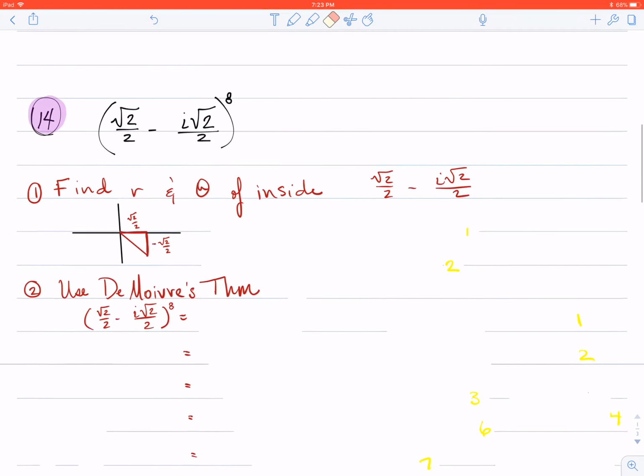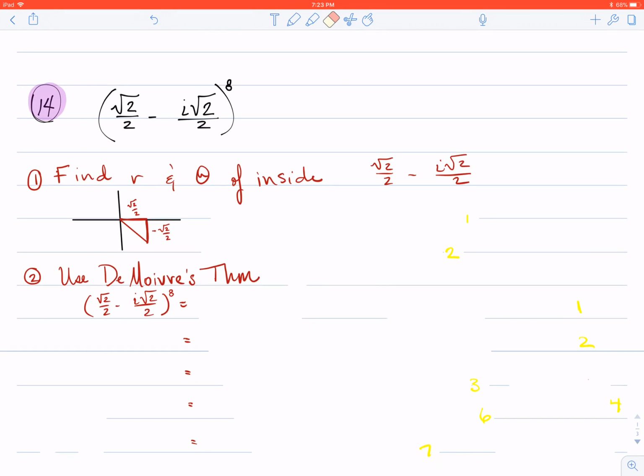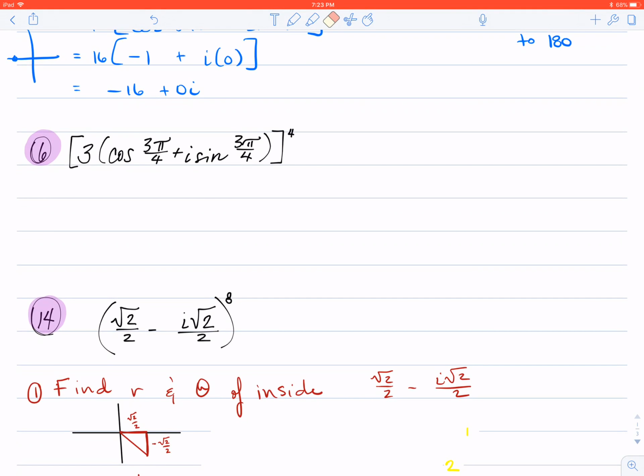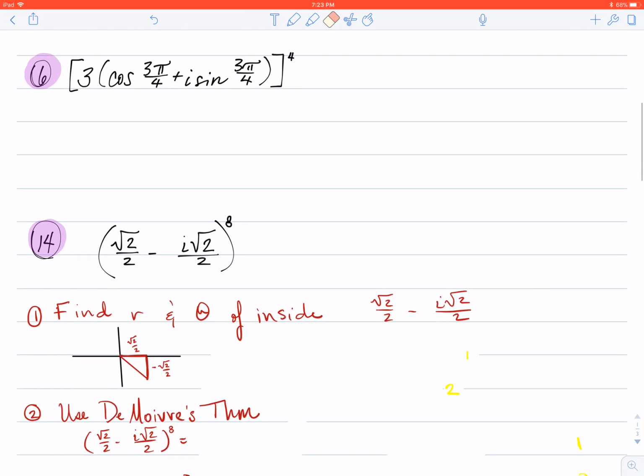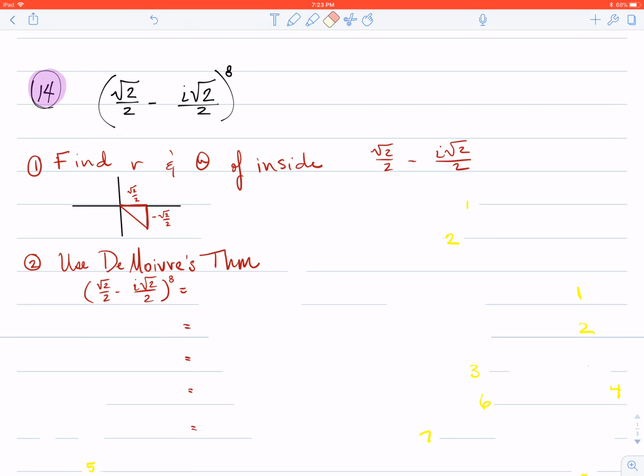So if you go to the end of the notes, number 14, you'll see that I have here a complex number, and I want to raise it to the 8th power. Now, in order to do this, this is unlike something like number 6, where I already know what the radius is, I already know what the theta is. In this particular case, I don't know what r is, I don't know what theta is. That's going to be the very first step of what I need to do. So find the r and the theta of the inside, and that's this guy right here. So we want to find r and theta.